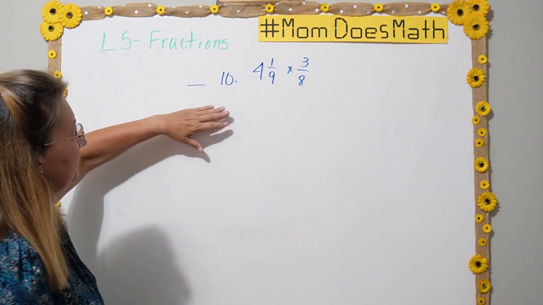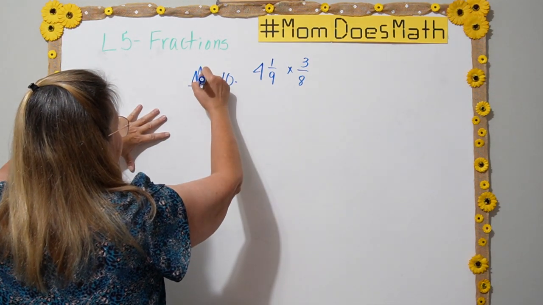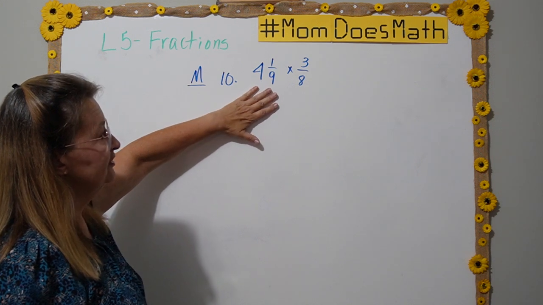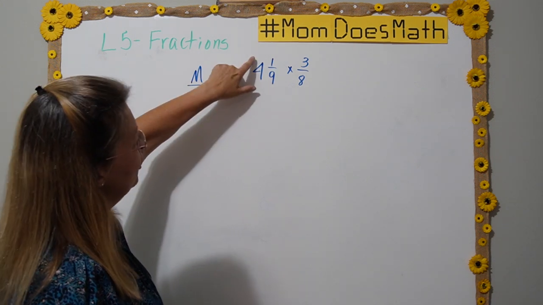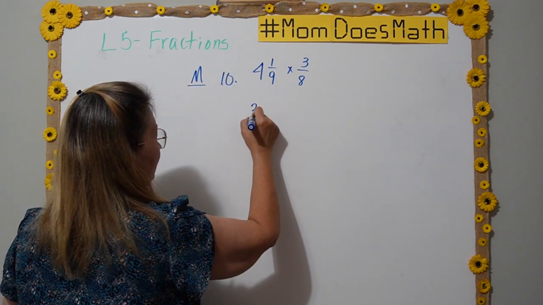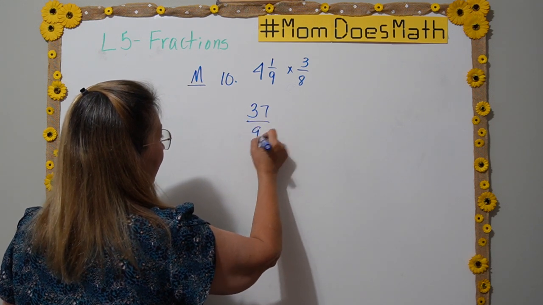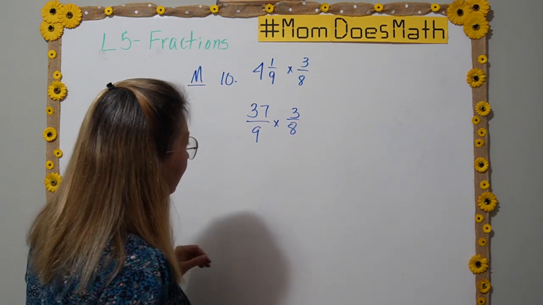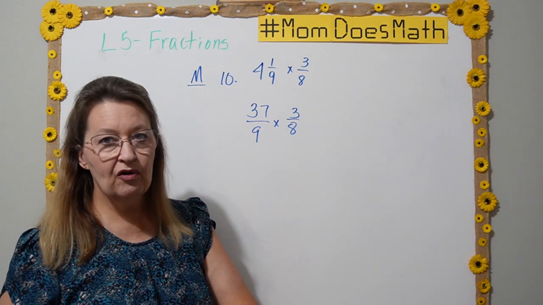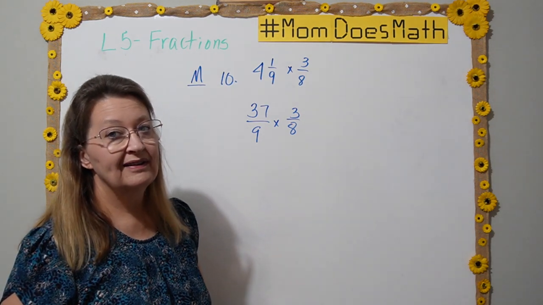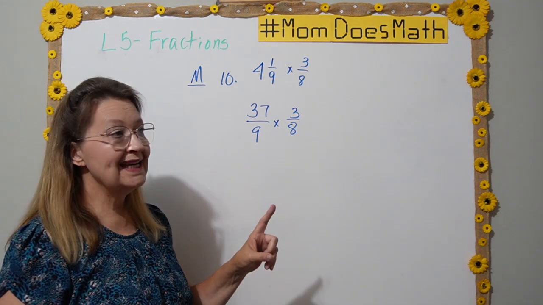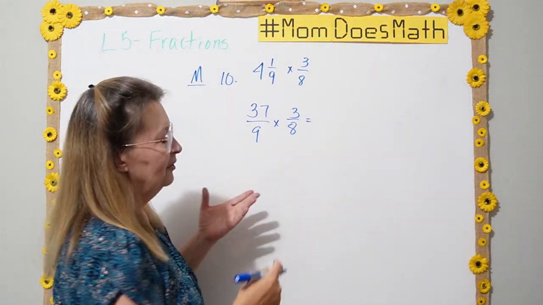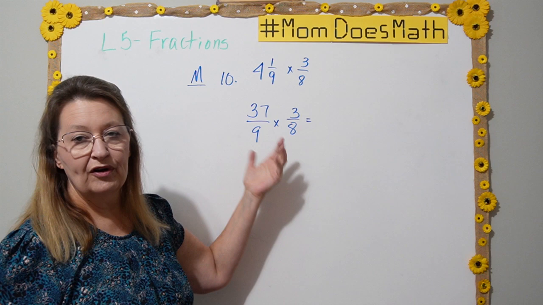Okay, number 10 is multiplication. So the first thing you want to do when you're ready to multiply is change this to an improper fraction. 9 times 4 is 36, plus 1 is 37 over 9 times, and 3/8 is going to stay the same. Okay, now you can multiply straight across, or we can use that technique of canceling out to kind of help ourselves, because this is fixing to get kind of large, but that's fine.